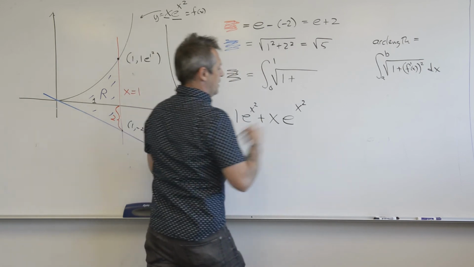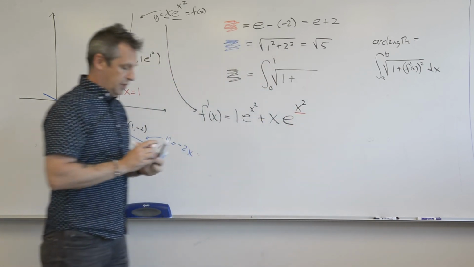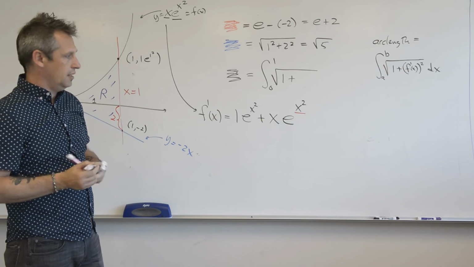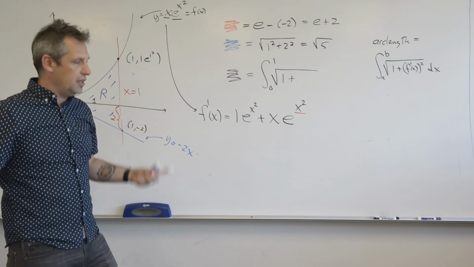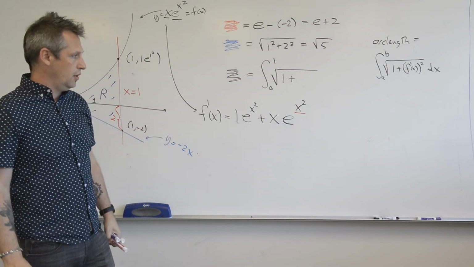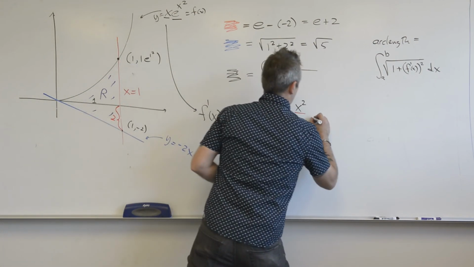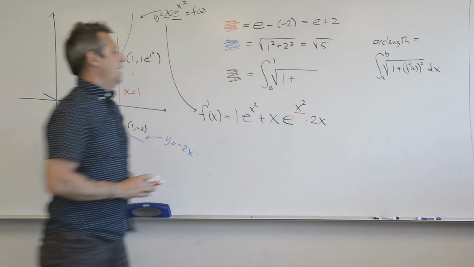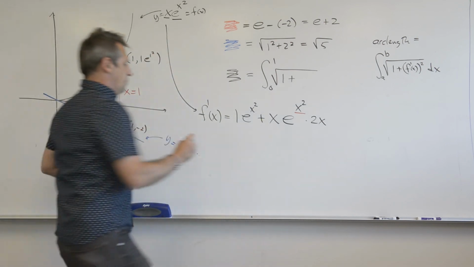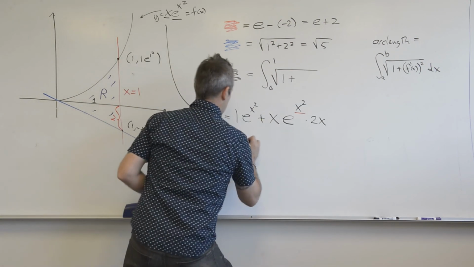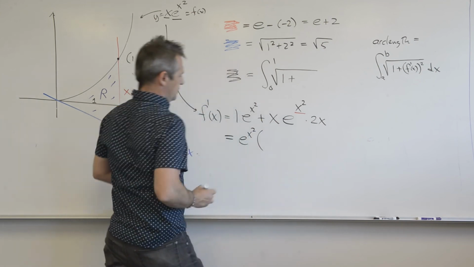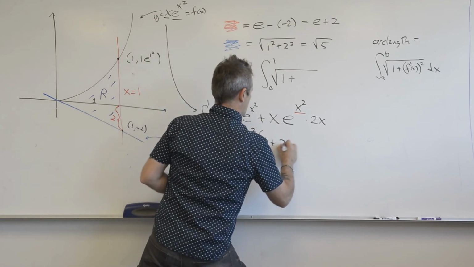Whenever I say leave the inside alone, I like to underline it because the chain rule then reminds me that after that I have to take the derivative of whatever it was that I left alone. For me, it's anything that's underlined. So I take the derivative of x squared, which is 2x. I can clean this up a little bit. This is basically e to the x squared times 1 plus 2x squared.